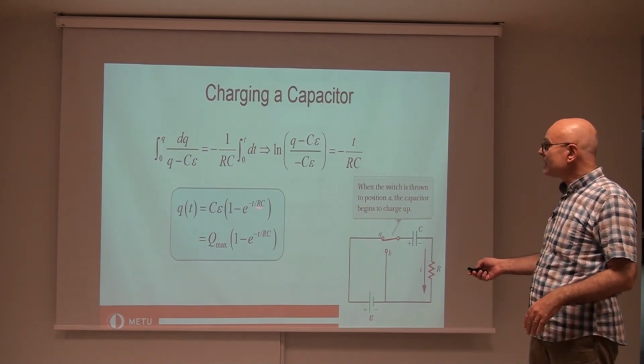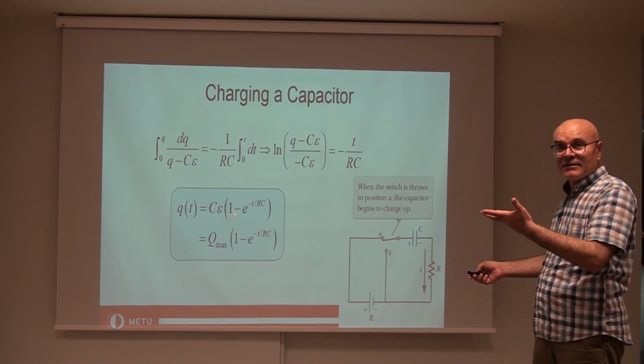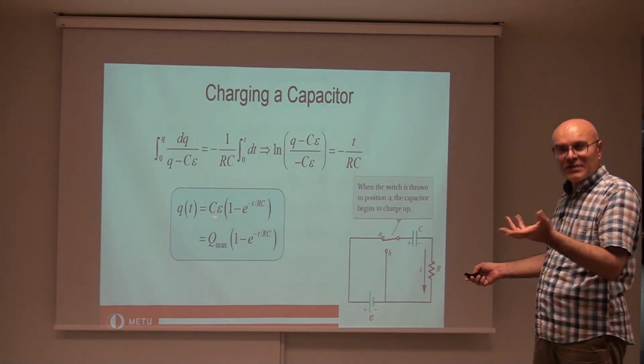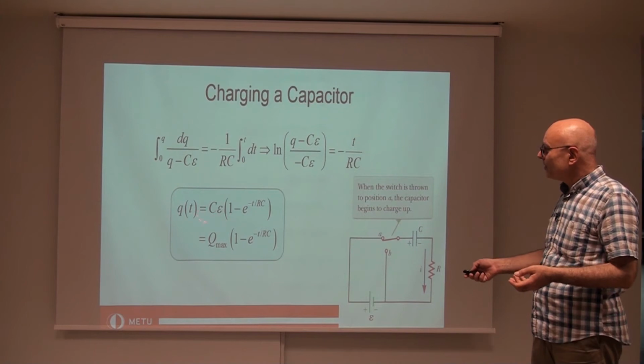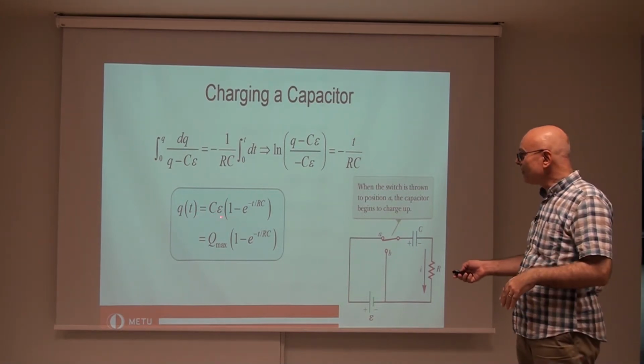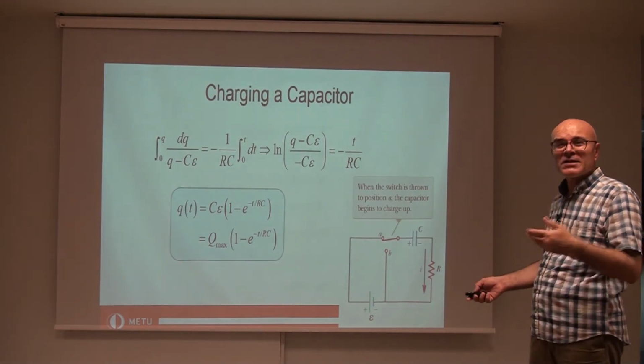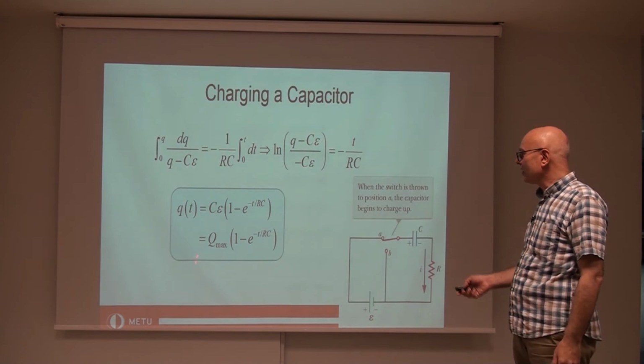And at t equals infinity, at very large time, e to the minus infinity, this is 1 over e to the infinity, which is 0. So Q becomes CE, which is the Q maximum. And in between, it grows according to this expression. So it's an exponential growth.